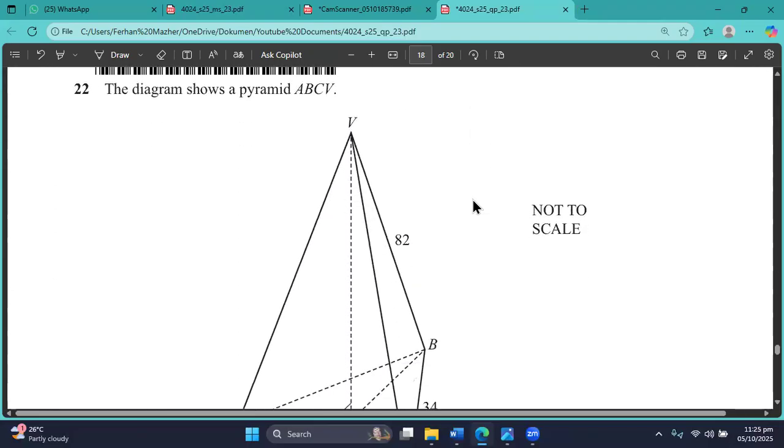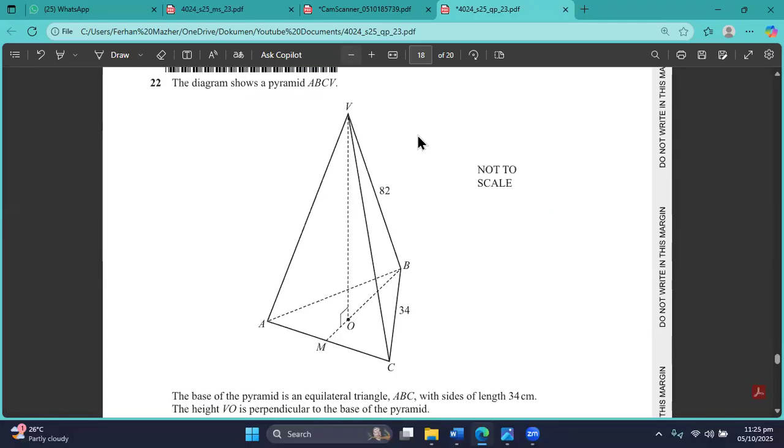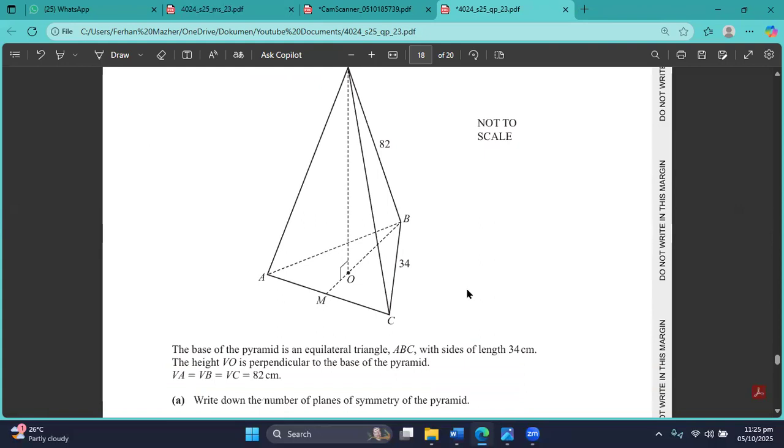Okay. So now we have question number 22 coming up on your screen. And here we go. He says the diagram shows a pyramid ABVC. A, B, C, and V. So the base, the floor of the pyramid, is an equilateral triangle ABC, with sides of length 34 centimeter. The AB side is 34, the BC side is 34, the AC side is 34.